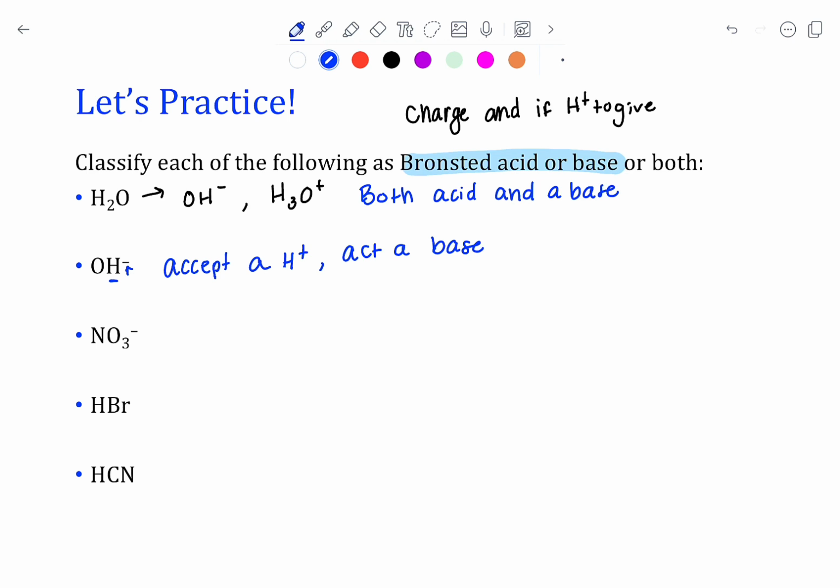Our next example is NO3 minus. Well, if we look, we have a minus charge, so it may benefit from having a hydrogen added on there. And if we look to see if there's a hydrogen to give, there's no hydrogen to give at all. So it's not like it can act like an acid, because there's no hydrogen to donate. It has to have a hydrogen to donate in order for it to act like an acid. So since there's no hydrogen, automatically it can accept a hydrogen.